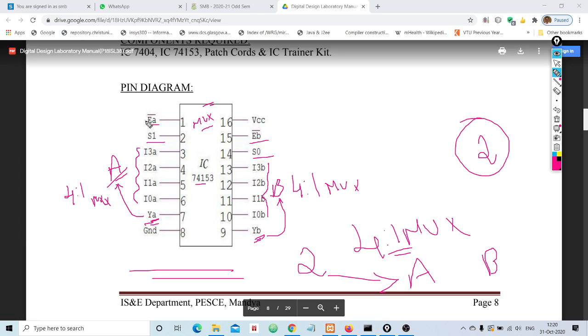This is the enable pin for multiplexer A, and this is the enable pin for multiplexer B. And what is the job of this enable pin? As I said in the previous class video, this enable pin will enable the IC to work. Only if you supply the proper value to this enable pin will the multiplexer work. I mean, you will get the result. Otherwise, you won't get the result.